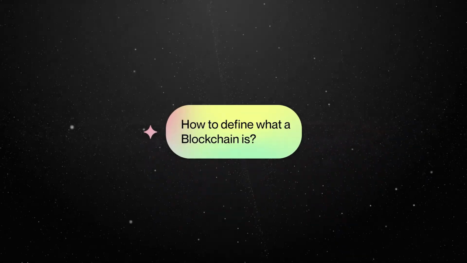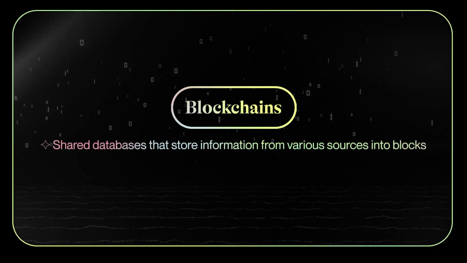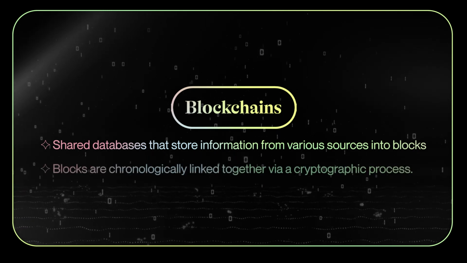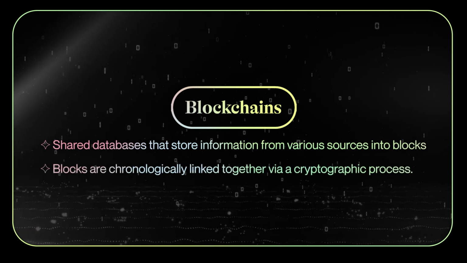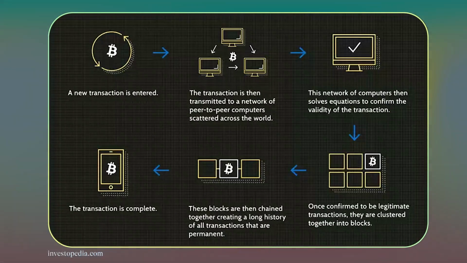So how can we define what a blockchain is? Well, blockchains are shared databases that store information from various sources within blocks, and these blocks are chronologically linked together via a cryptographic process. As new information or data is collected, it is entered into the current block, and once the space in this block is filled up, it is chained or linked to the previous block. These blocks of aggregated information are then structured in a chronological order.